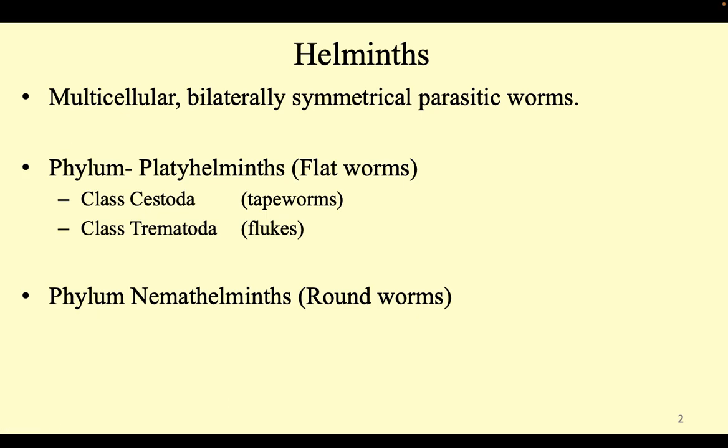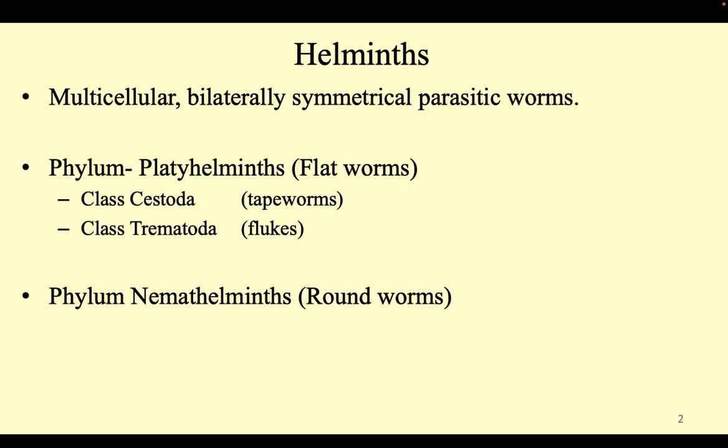So helminths are multicellular, bilaterally symmetrical parasitic worms that cause infection in humans. There are two phyla in this topic. First is phylum Platyhelminthes, in which we'll see flatworms, which are dorsoventrally flattened. Another is phylum Nemathelminths, in which we have roundworms. Nema means thread, platy because they are dorsoventrally flattened. Now flatworms are further of two types. We have class Cestoda and class Trematoda. Cestoda means tapeworms which are tape-like in appearance, and trematodes means flukes.